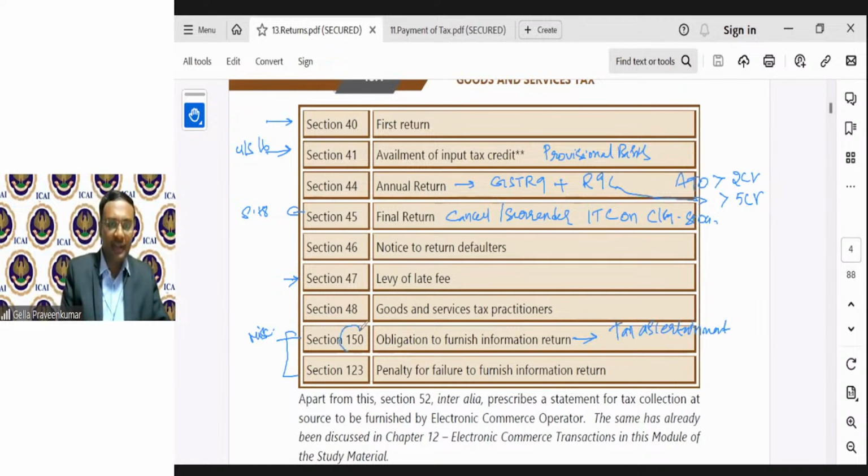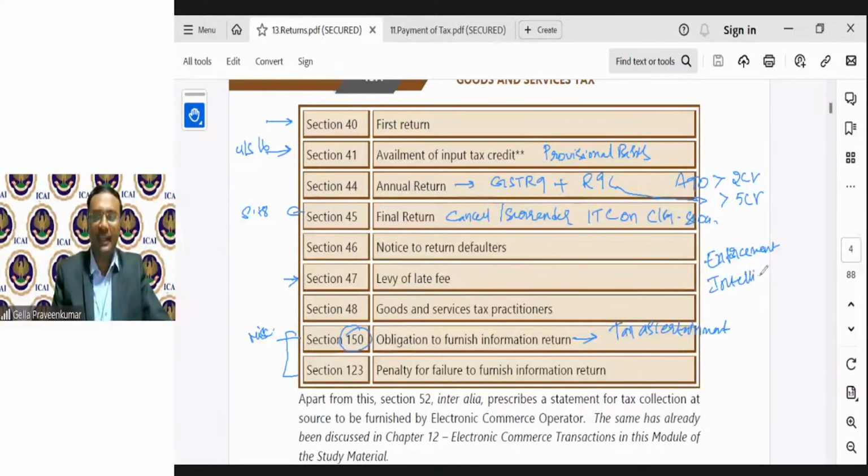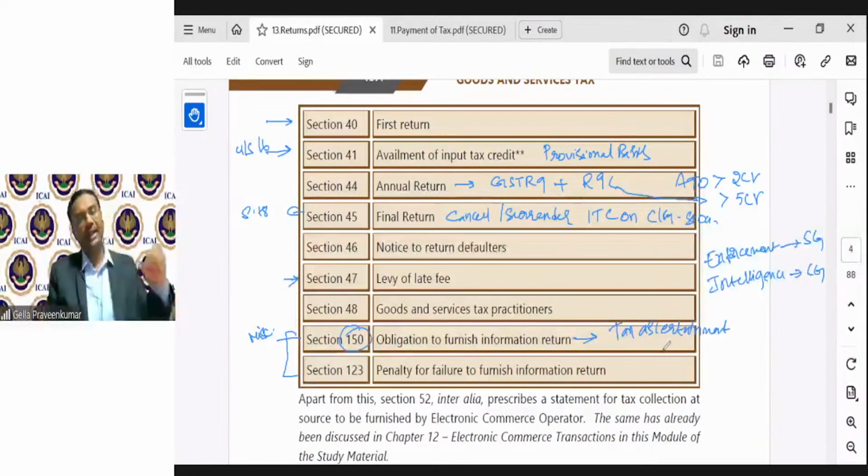I'll give a little background on Section 150, how this will be used by the proper officer under GST. Most of you would have heard of someone called an enforcement officer, or I would say intelligence. We have this name under state GST, and this is the name we have under central GST. These enforcement or intelligence officers are the proper officers who are on the field.